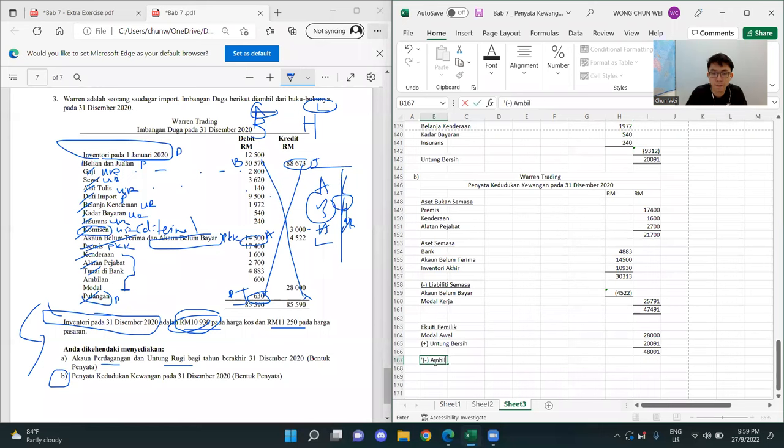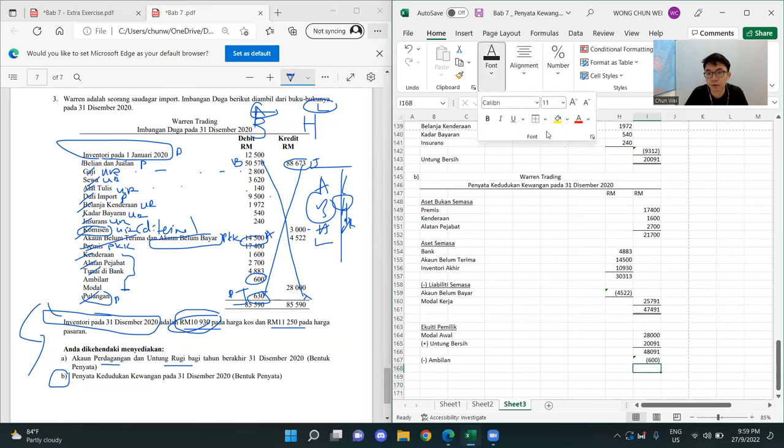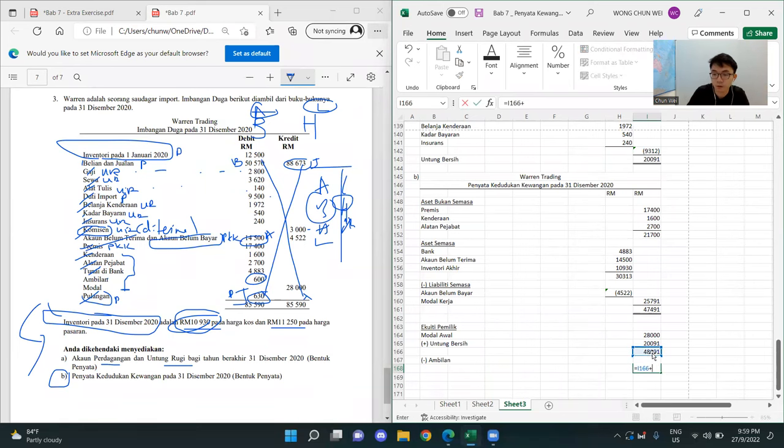Okay, the same pattern. Ambilan, how much? 600. So minus 600. Let's see how much you get. So this is one line, double line at the end. Because there is no liability bukan semasa. There is no pinjaman. So you don't need to continue. You can stop here. Then minus 600, you get 47,491. Same. Imbang. Okay.